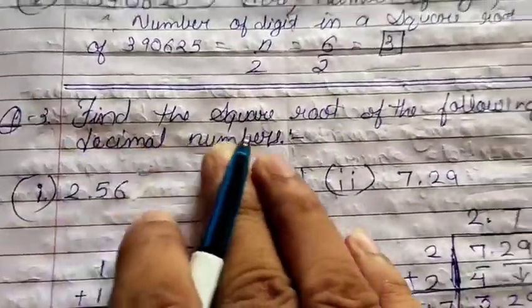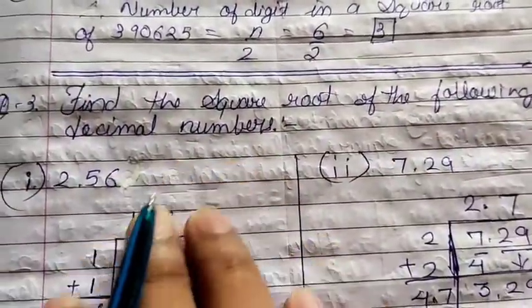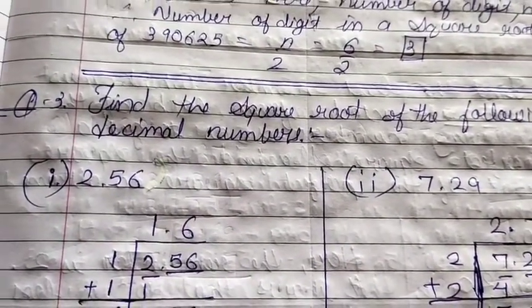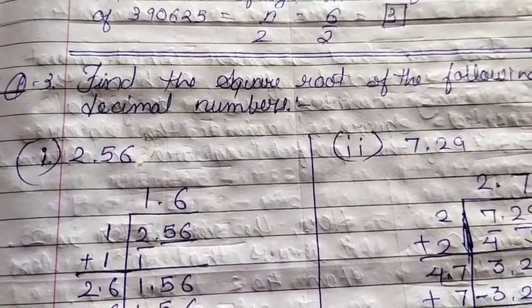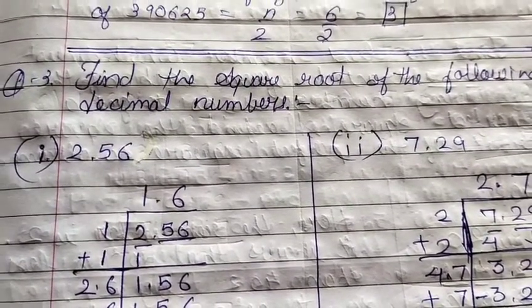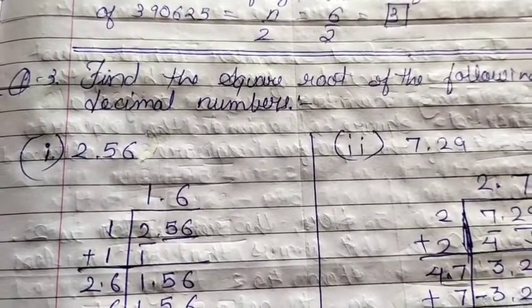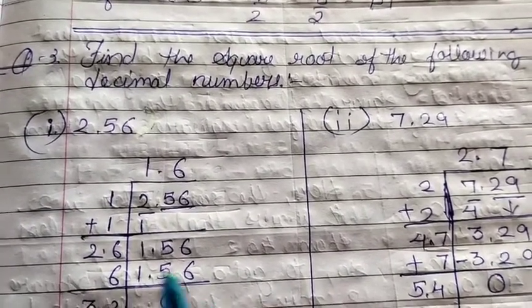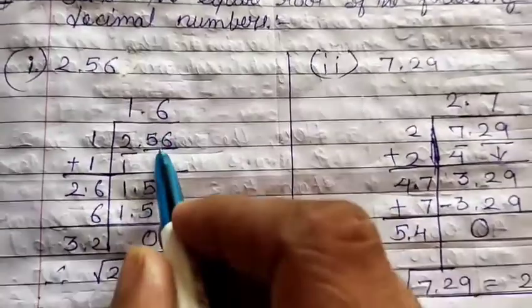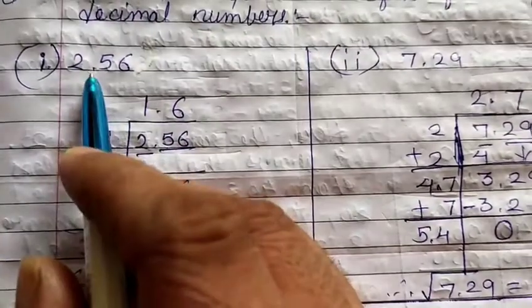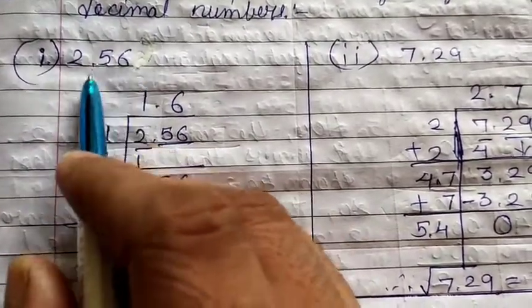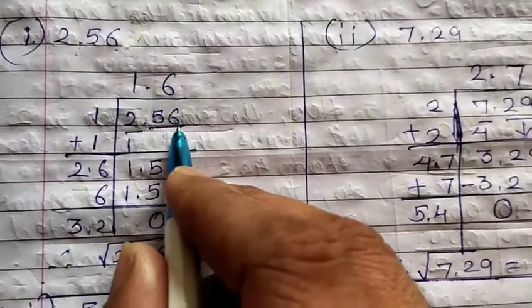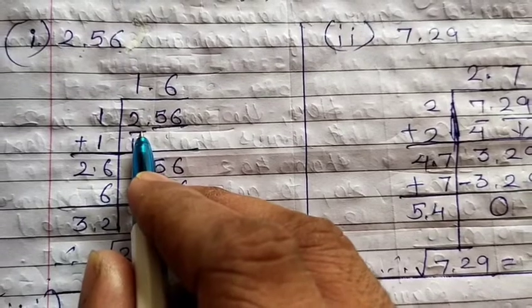Now question number 3, find the square root of the following decimal number. Now dear student, here the same method we have to apply. Just now we did the division method to find the square root. Now the same method you have to apply in decimal numbers also. First number is 2.56. Now put a decimal below the pair, then whatever is left, 2 is left.